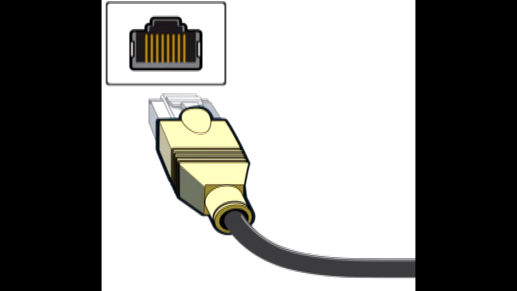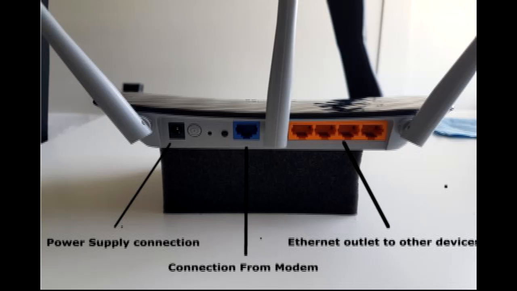Now, for the external router, I put together a backside view of it. Usually there's one network connection or socket where you plug a network cable from the modem. It's usually singled out from the other four, so it will have some sort of distinction as to where it's going.